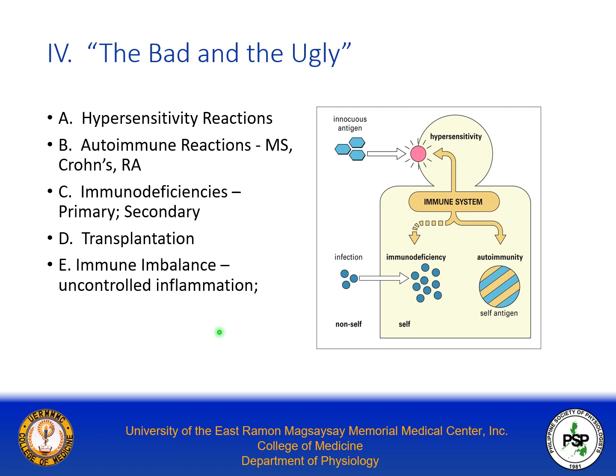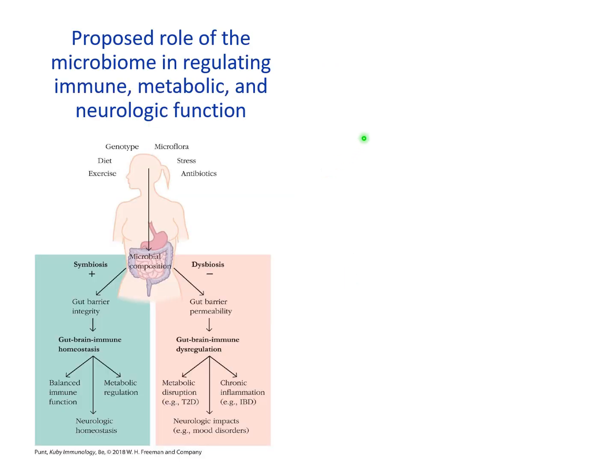There is now clear evidence both in mice and humans of a multi-directional interaction between diet, microbiome, and immune function. In particular, it appears that the absence of certain commensal organisms in the gut and modern dietary changes may be linked to tipping of the balance toward uncontrolled inflammation. We will see this in the next slide. There is a proposed role of the microbiome in regulating immune, metabolic, and neurologic function.